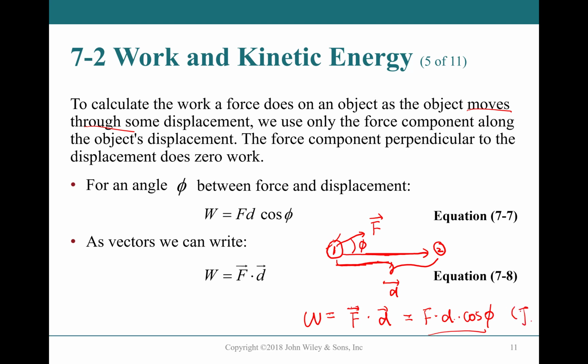And work also has a unit, which is the joule. F here is the magnitude of the force. d here is the displacement of the object, and phi in the cosine is the angle.